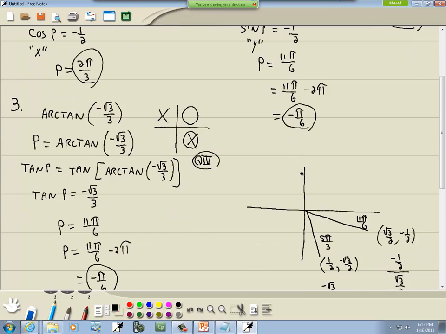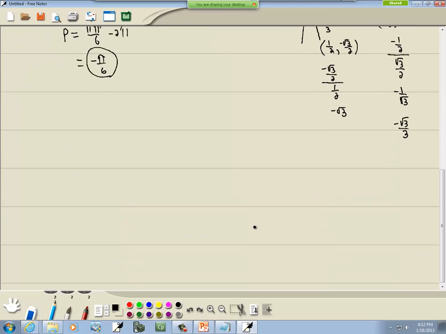Sine is our y, and it's equal to negative 1/2. Well, sure enough, it is the same angle. Let's take a look at the next problem.